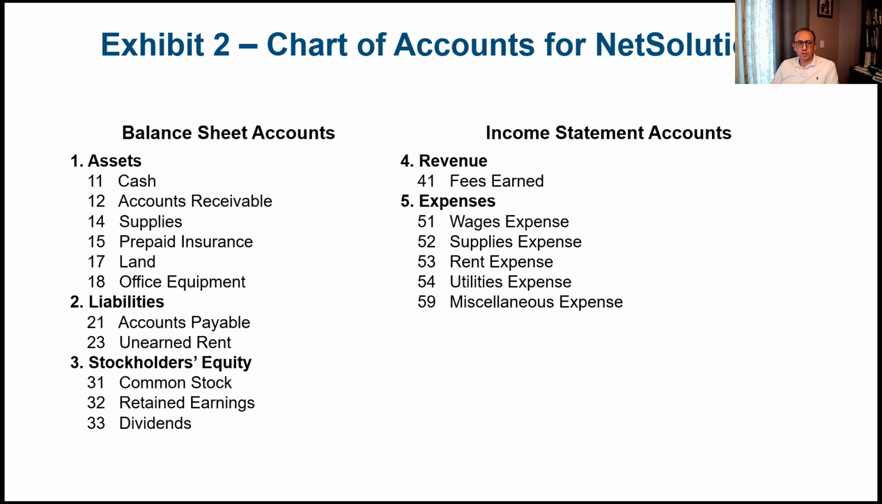We also have stockholders' equity, things like common stock, retained earnings, dividends. And then for revenues, we've seen fees earned. In future chapters, when we start talking about merchandising businesses, we're going to see revenues would be sales or sales revenue. And then for expenses, we have wages expense, supplies expense, rent expense, utilities expense, miscellaneous expense. And anything that we incur in the form of an expense would fall under expenses.